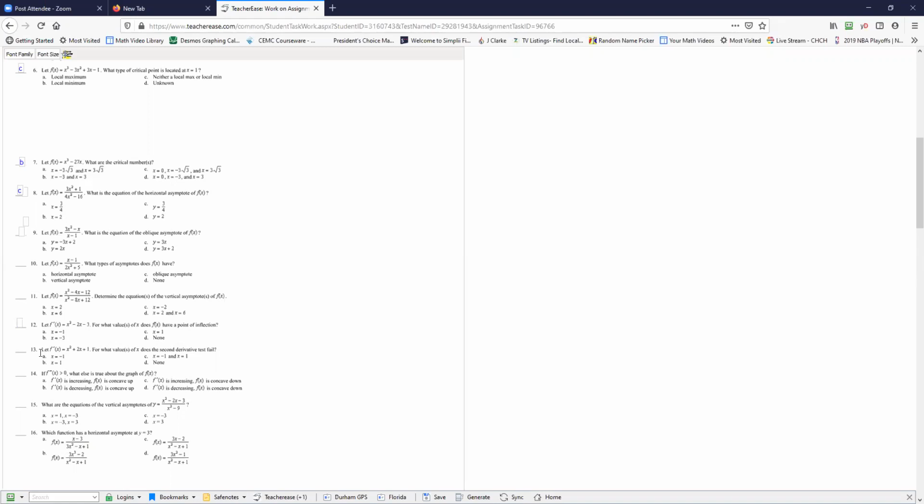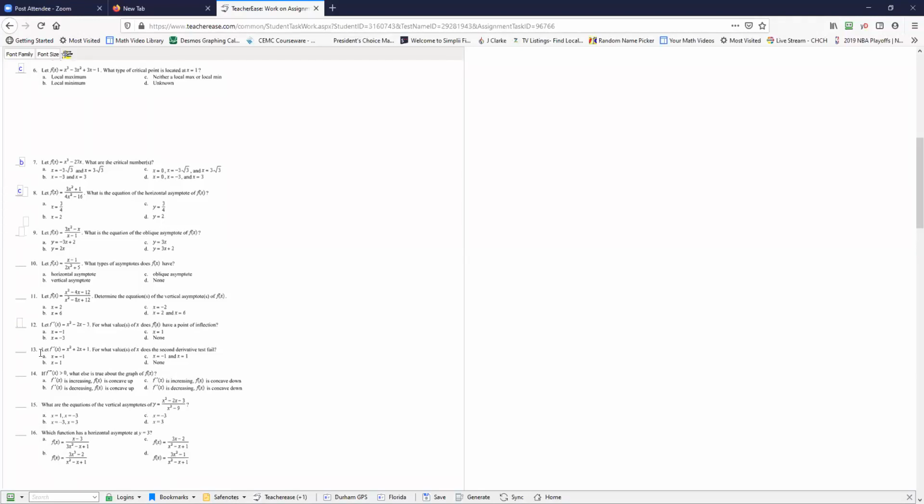Can you tell me what you understand to be when you have a point of inflection? How do you know when you have a point of inflection? Like when a graph changes from concave up or down to the opposite. Excellent. So from up to down or down to up. And what tool do we have for that?